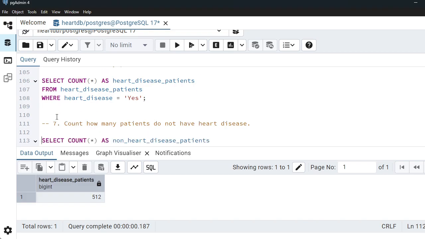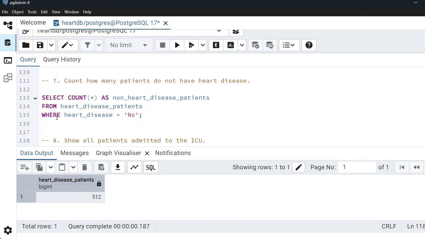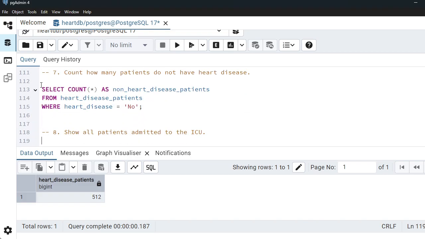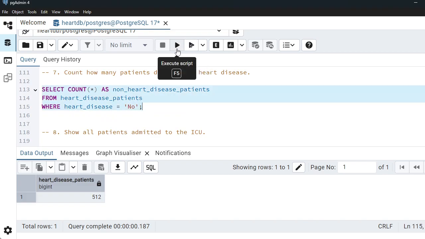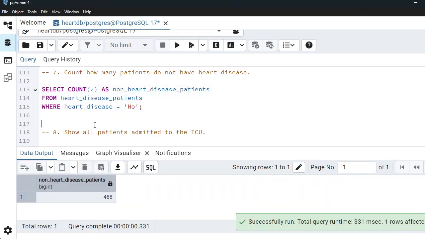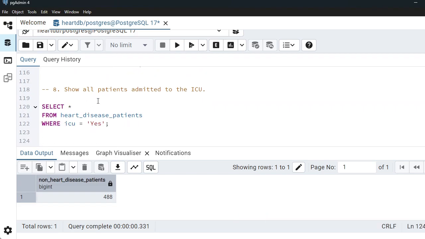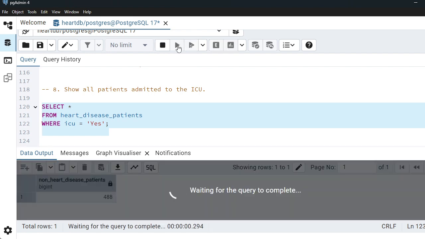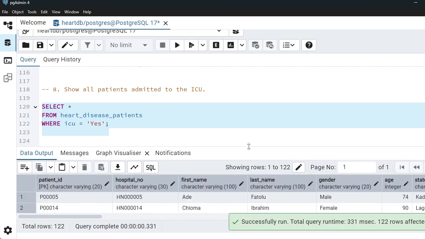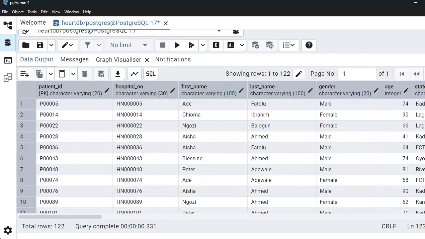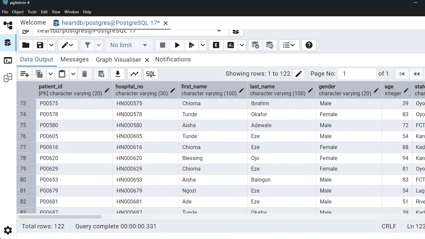So now the next question is to count how many patients do not have heart disease. For the patients that don't have it, the ones that have the no. So when you run this, it's the same query. It's going to count for you, which is 488. And show all patients admitted to ICU. Run this. The patients that are admitted to ICU, all the ones that are yes, you have it just like this. So these are the patients.